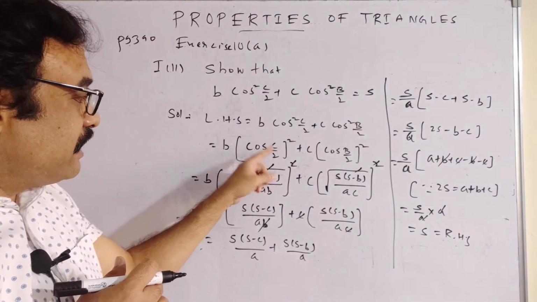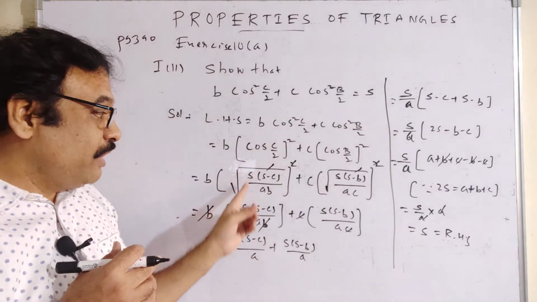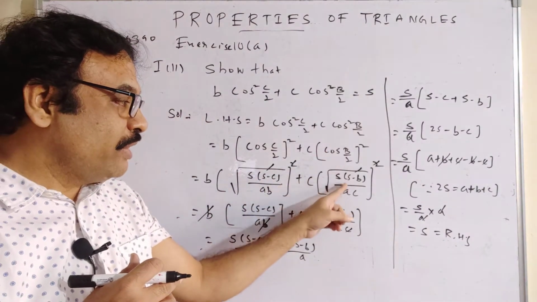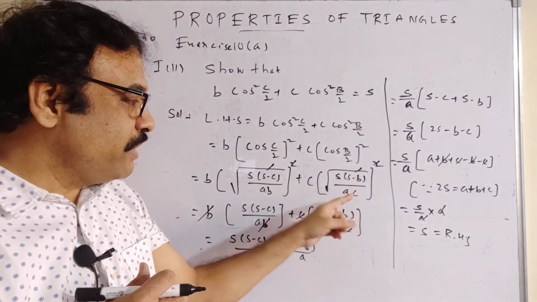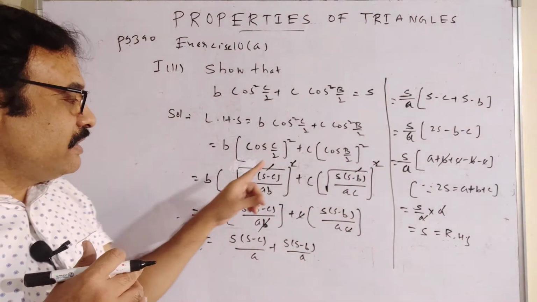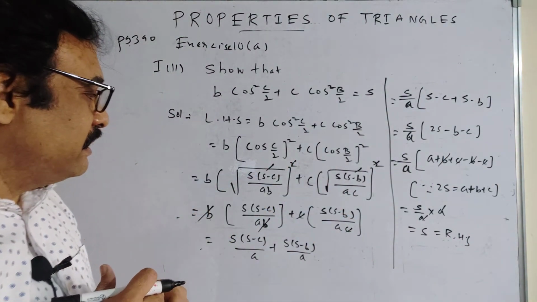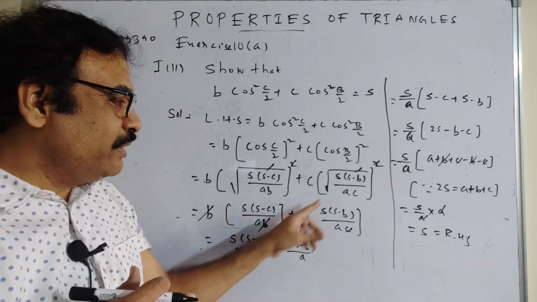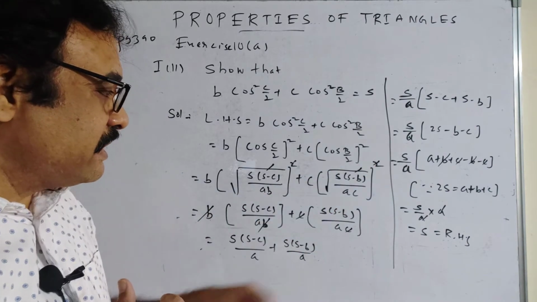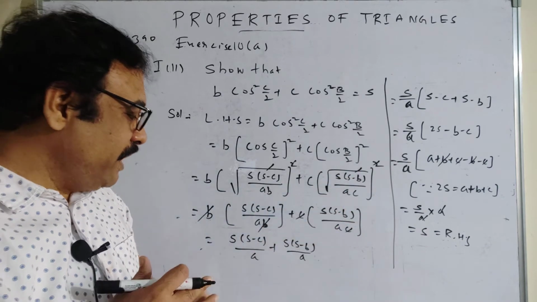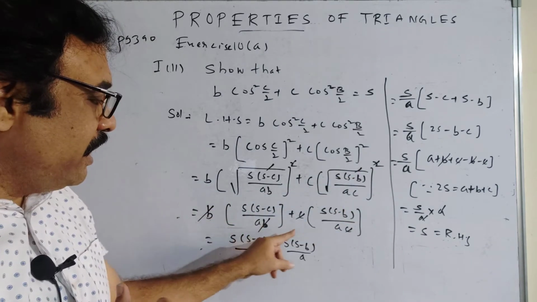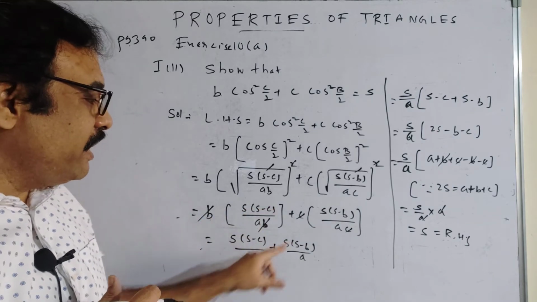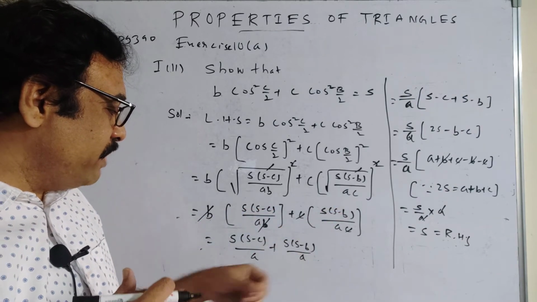Now as we know, cos c by 2 is under square root of s into s minus c by ab, and cos b by 2 is under root of s into s minus b by ac. Here the square root and square get cancelled. I am getting b into s minus c by ab, and c into s into s minus b by ac. Here b and b get cancelled, c and c get cancelled. I am getting s into s minus c by a plus s into s minus b by a.